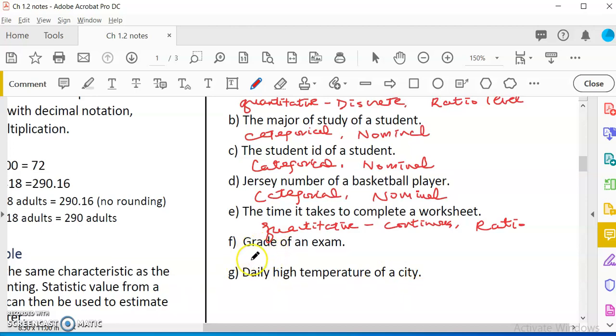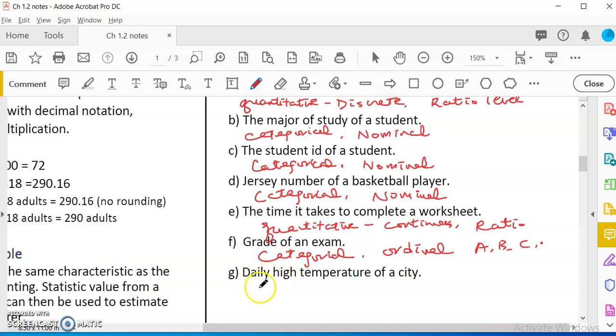Grade of an exam, I would say it's categorical, right? When we say grade, usually it's like the ABC grade. And can I order it? Yes, ordinal, because it's like A, B. So this is the special, the natural ordering.